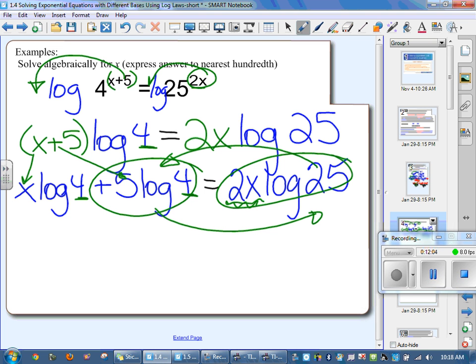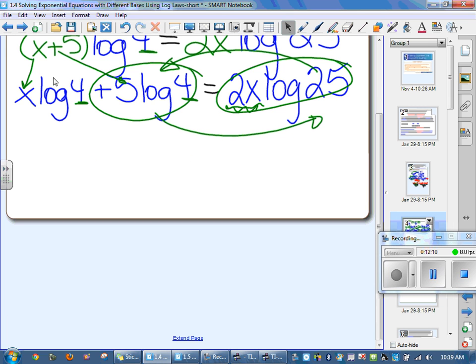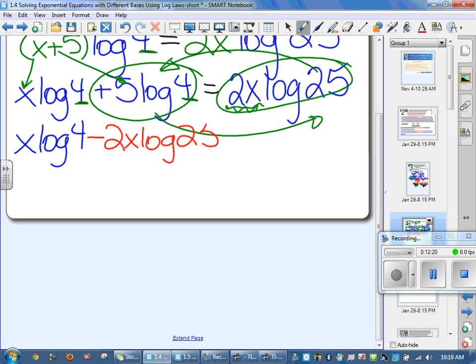Okay? So let's do those right now. So the x log 4 stays the same. Now for my left-hand side, I'm going to have a negative 2x log 25. And the right-hand side, I'm going to have negative 5 log 4. Okay, they've switched sides. So the signs in front of them have changed because they switched sides.